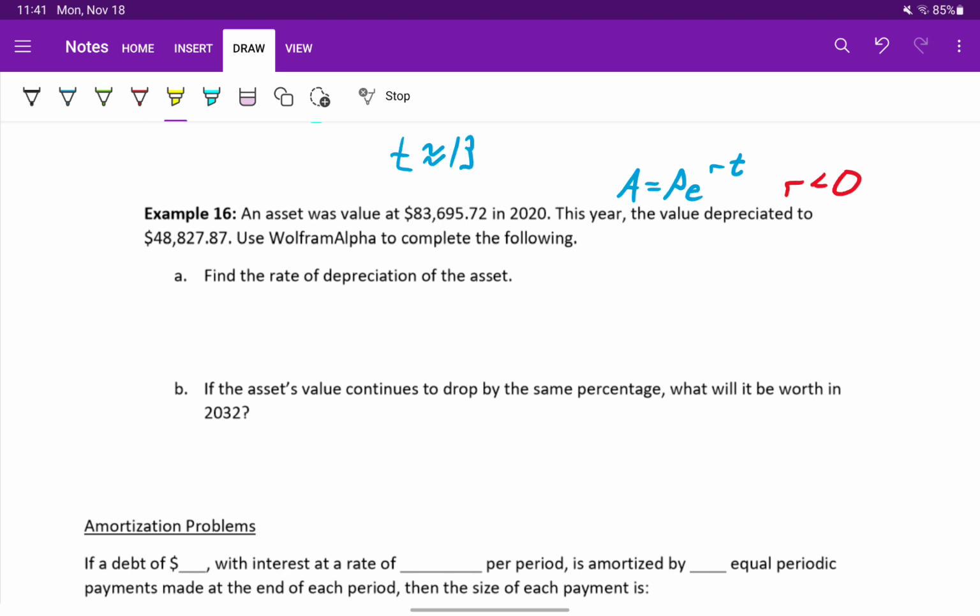The other trick to this is that we need to figure out after how many years it took the asset to depreciate to $48,827.87. We're given the language this year, meaning the answer to this problem is going to vary depending on when you're actually working this question, but I'm working on it in 2024. The original value of the asset was from 2020. So the value for t that we're going to want to use is 4. A year from now, that would be 5, and so on.